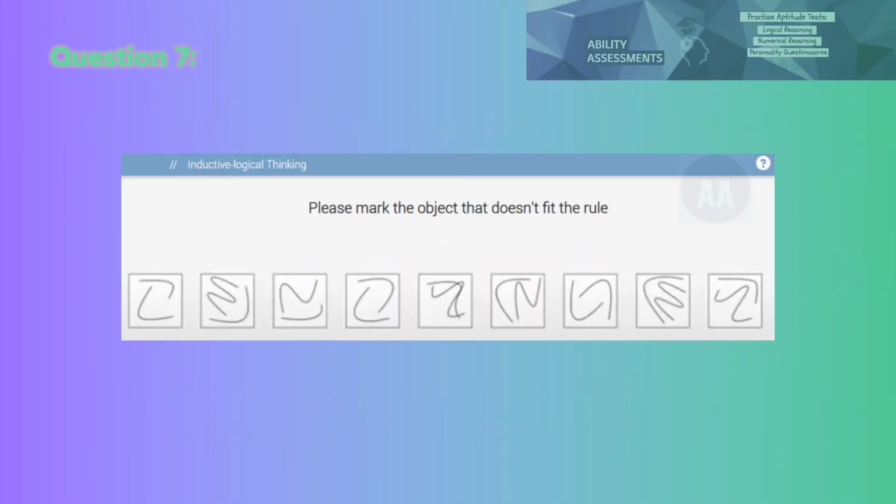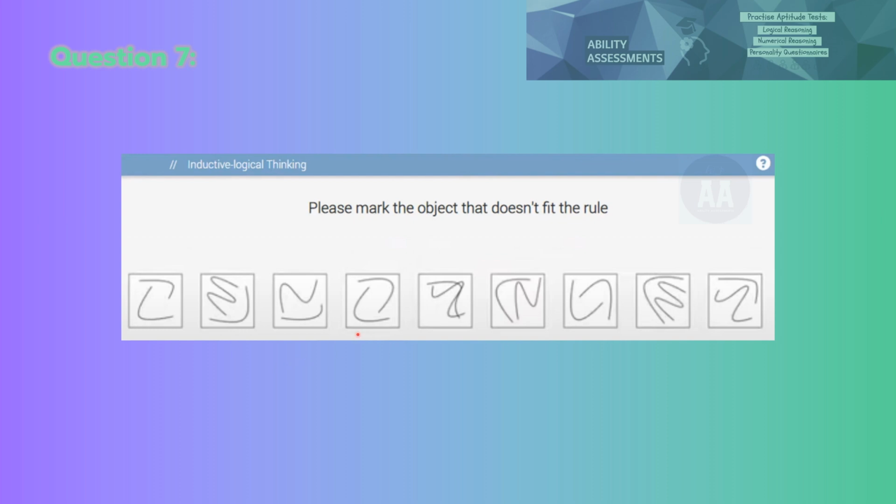Let's start moving through these questions a little bit quicker. So question 7, we start off by having a quick glance and looking at the objects to understand what's being assessed, or the elements. You can see that every single object has essentially 2 lines. Some of them are more squiggly than others. You can also see that the lengths vary slightly.